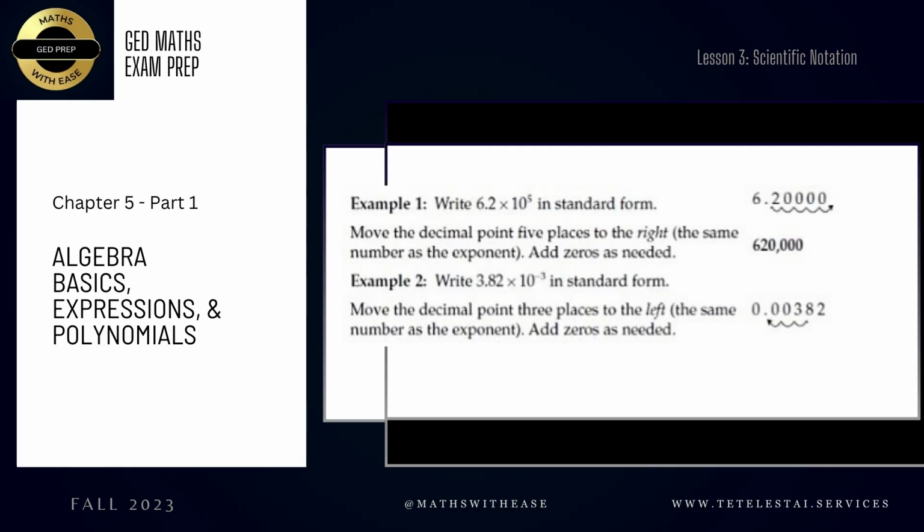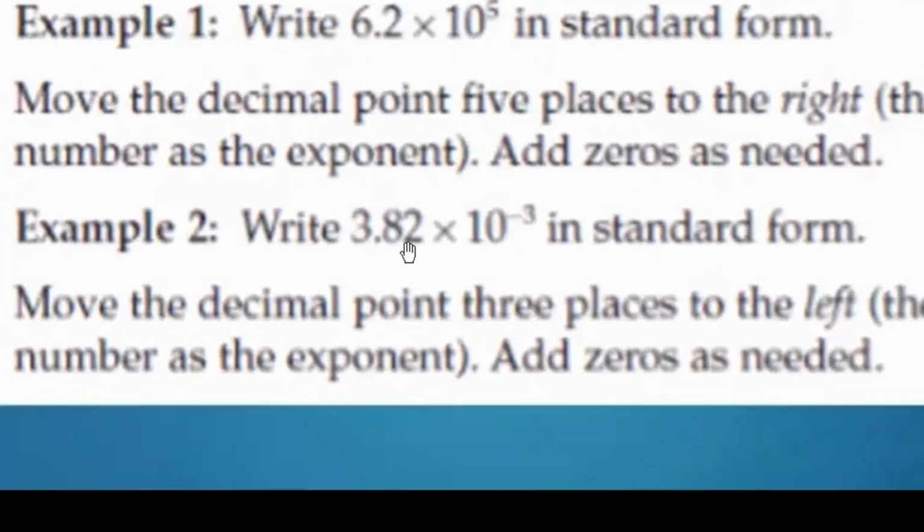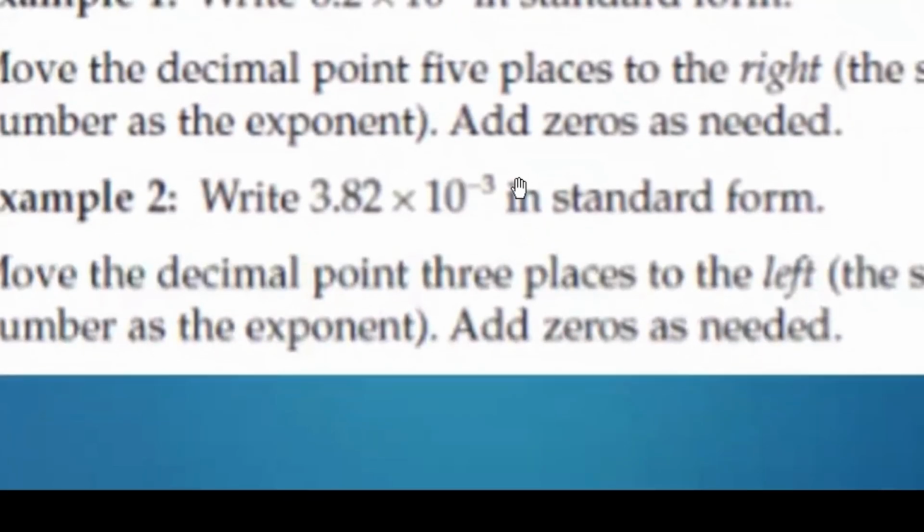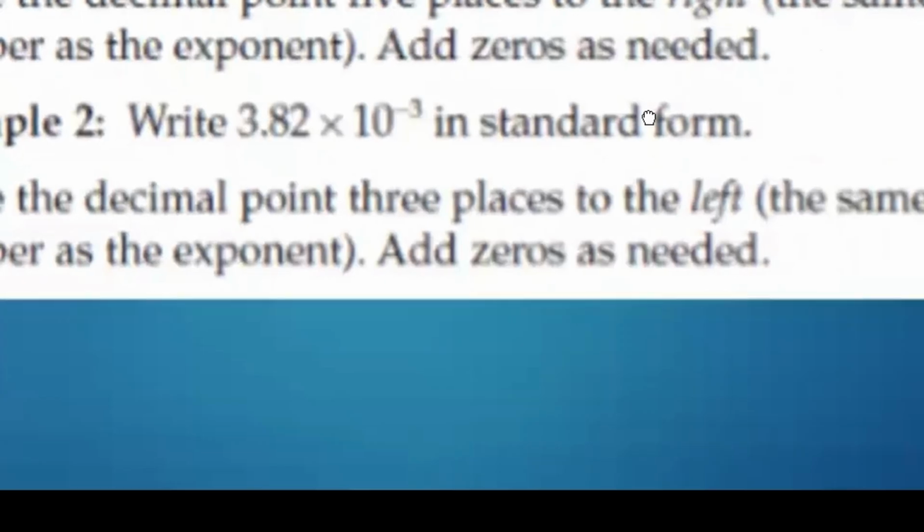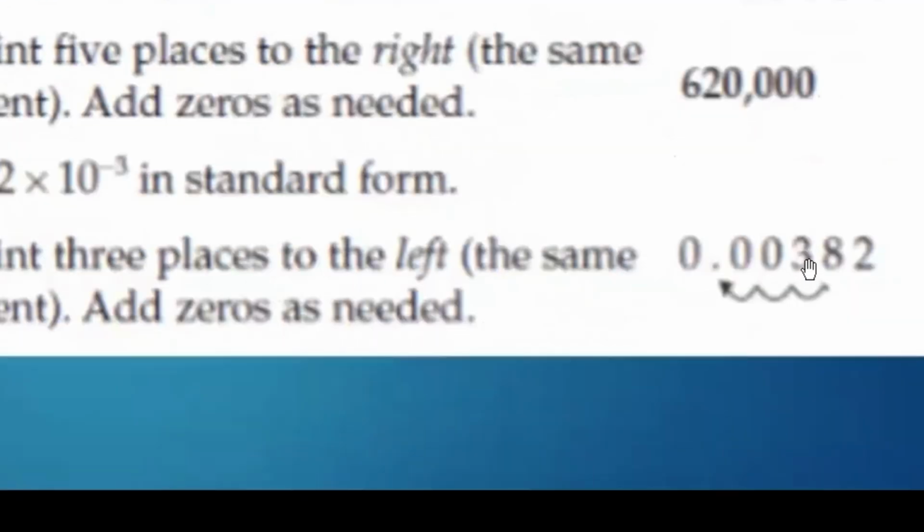Yeah. So here in example 2, we're being told to write 3.82 times 10 to the negative 3 in standard form. This time around, we're going to move 3 decimal places over to the left. You would start where our decimal point was right here, and we would count 1, 2, 3, and then place our decimal point here in its new position, and then fill in zeros in the empty spots until our answer is 0.00382.